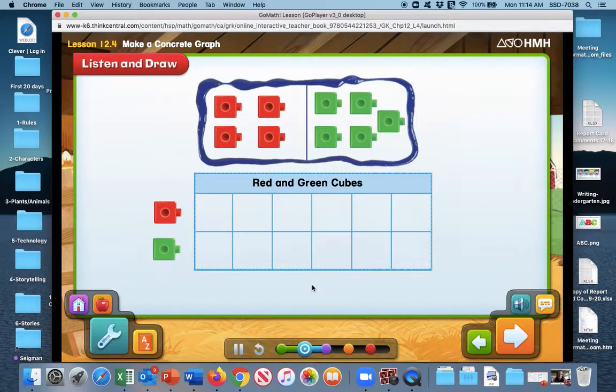Let's place the cubes into the graph. Where will we move the red cubes? We'll move them into the row of boxes next to the red cube. Place one red cube in each box in this row.